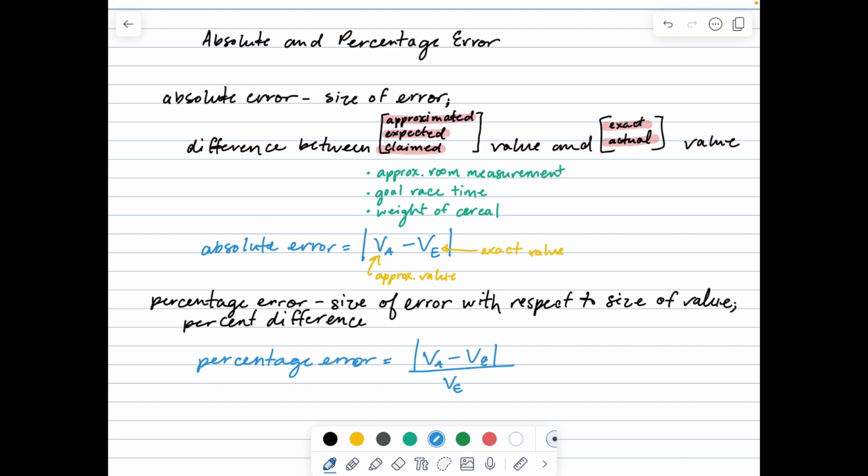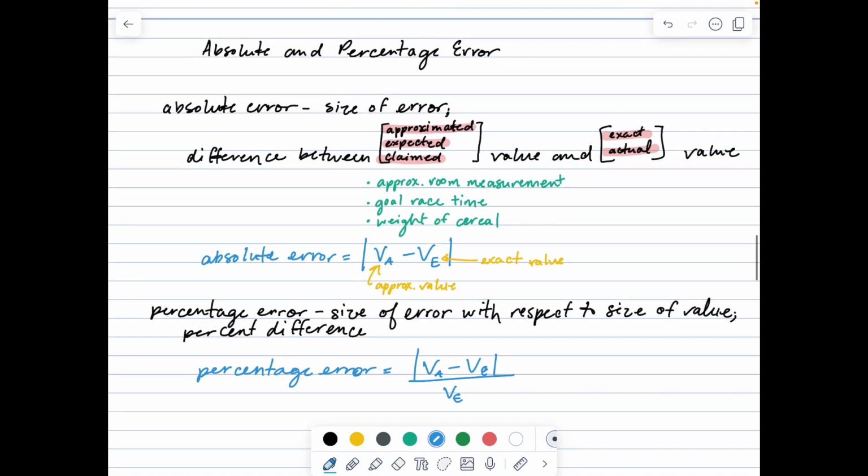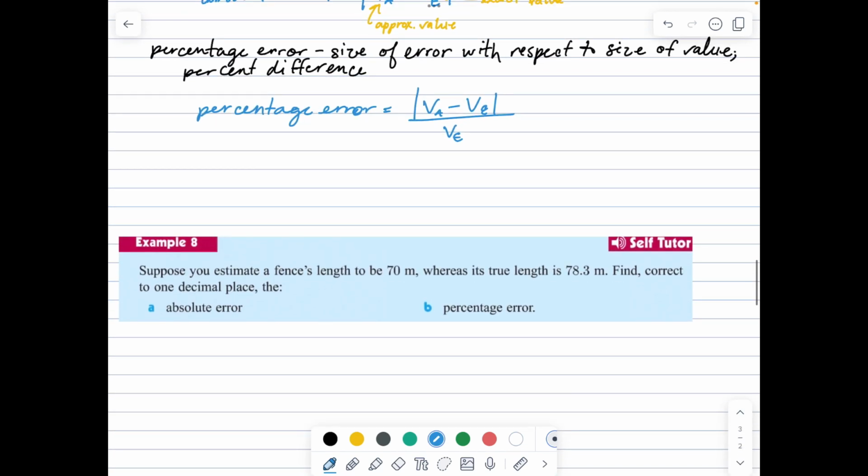So the size of the error, the absolute error, would be the same, but the percentage error would be much different. The percentage error for the race, the size of the error is really large with respect to the actual race time, versus if you're driving 3 hours to visit your grandma, 1 minute is an insignificant difference. So let's see how to use these formulas.